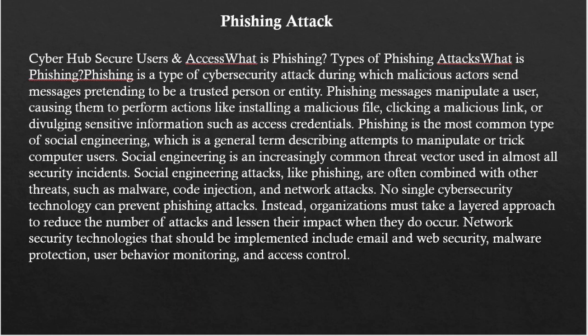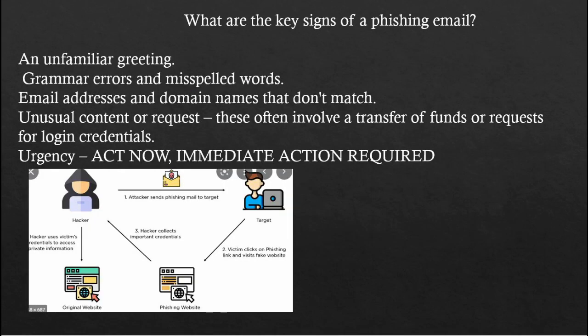No single cybersecurity technology can prevent phishing attacks. Instead, organizations must take a layered approach to reduce the number of attacks and lessen their impact when they do occur. Network security technologies that should be implemented include email and web security, malware protection, user behavior monitoring, and access control. What are the key signs of a phishing email?